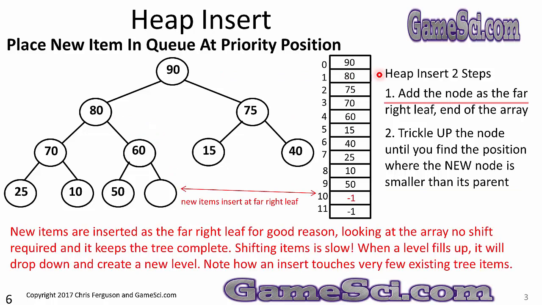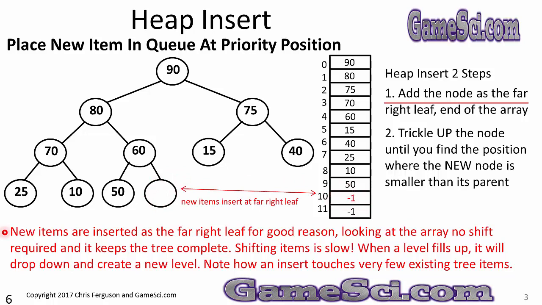Let's do another heap insert in 2 steps. The 2 steps are: number 1, add a node as the far right leaf at the end of the array. Step number 2 is trickle up the node until you find the position where the new node is smaller than its parent. New items are always inserted as the far right leaf. The far right leaf is at the end of the one-dimensional array right here.